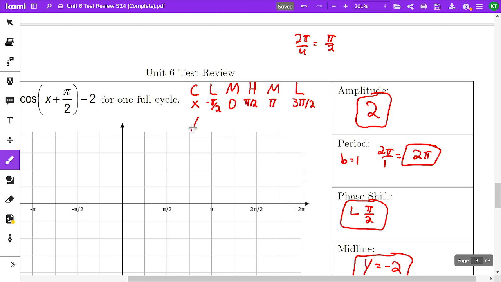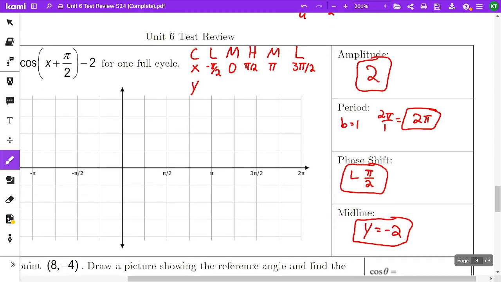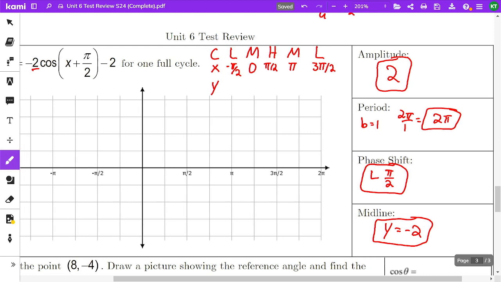Then I want to find out my y values. My lowest value is determined from my midline and my amplitude. If I'm at -2 as my midline, and then I go my amplitude of 2, 2 less than -2, -4. Then I go back to my midline, which is -2. Then I go 2 higher than my midline, so -2 plus 2, 0. Go back down to my midline, -2. Then I go to my low value again, -4. So I'll have all of my points here.